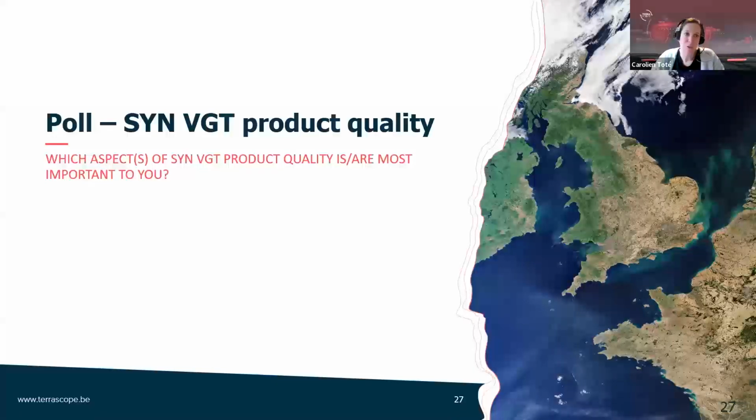Yeah, I see the temporal consistency over the entire SYN VGT time series is important. That's also my feeling, that this is something that needs to be done in the future. I also see some interest in the combined Sentinel-3 A and B products. That's currently not foreseen in the ground segment, but I hope that at some point they will look into this, or we at Terrascope might look into providing this product.